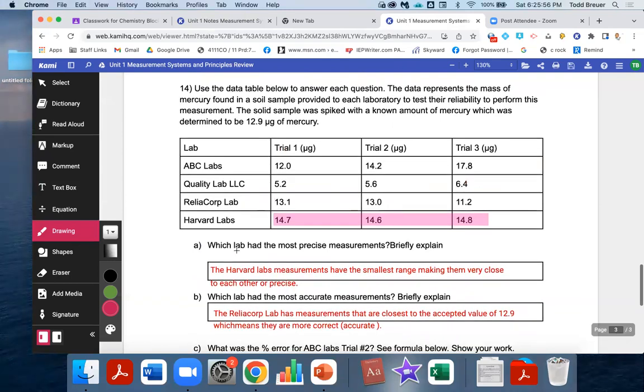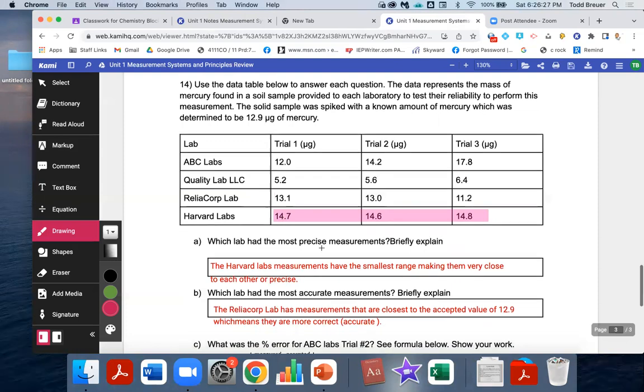It asks us, which lab had the most precise measurements, and briefly explain why. Well, when we look at Harvard labs, the range of values goes from 14.6, the lowest, to 14.8, the highest. The range is only 0.2 micrograms. That is the smallest range in values, making the measurements very closely grouped. So we say that these are very precise.